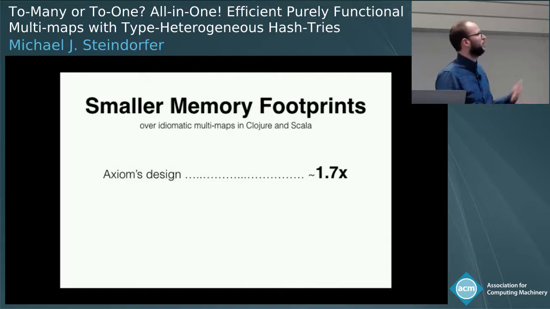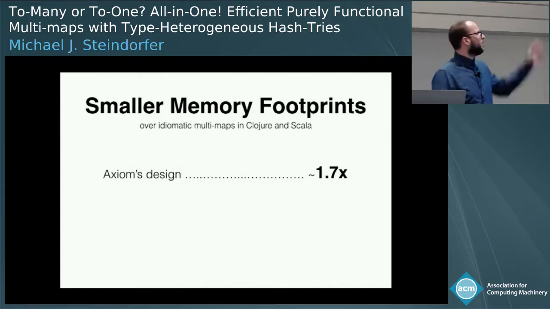So if you compare it to similar implementations in Clojure and Scala, Axiom already gives you a 1.7 times improvement in terms of lower memory footprint. But that's just a start. We can even do better for the case of multimaps.